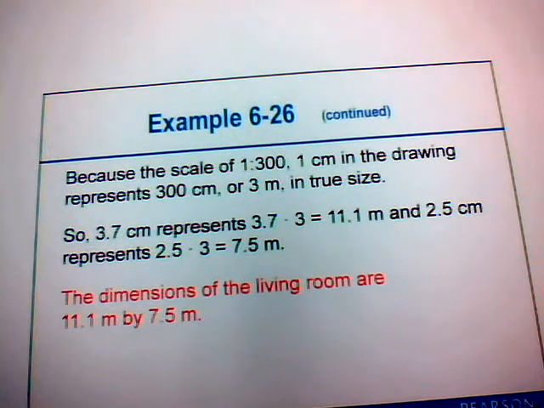Okay, so this will conclude this particular section on ratios, well, proportions and proportional reasoning.